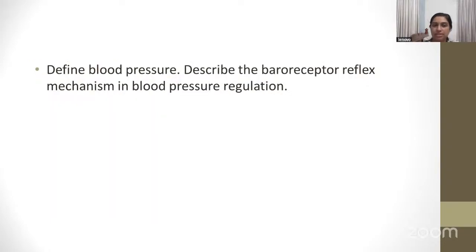Next question is: define blood pressure and describe the baroreceptor reflex mechanism in the blood pressure regulation. This is a very important question. Chemoreceptors, baroreceptors, and the regulation of blood pressure as such can be asked.